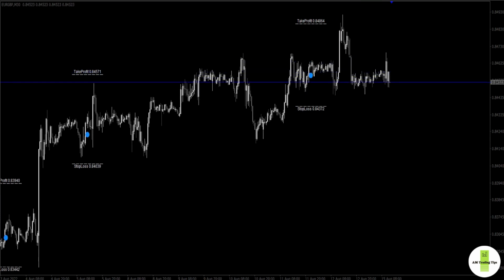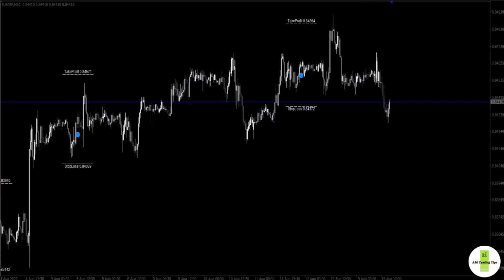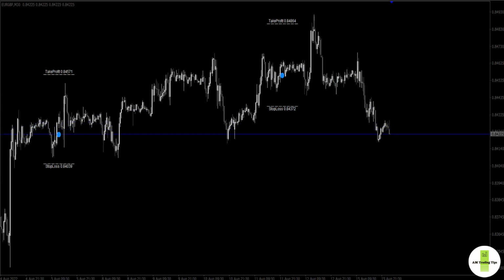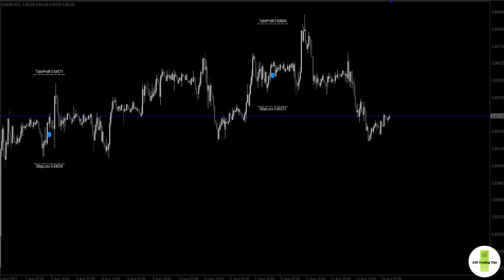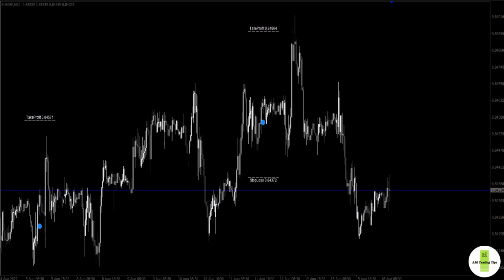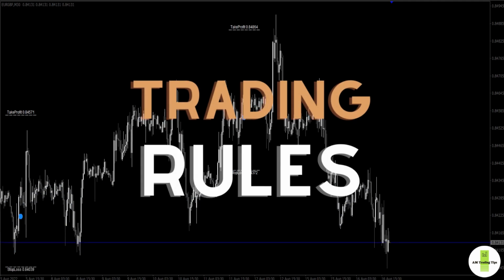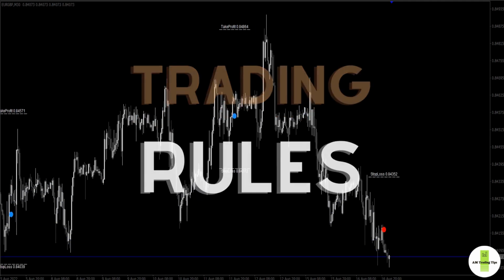In this video I am going to be sharing complete Forex trading MT4 indicators. This Forex trading indicator analyzes the price chart and provides clear trade entry levels along with suggested stop loss and take profit. So let's start to look at the trading rules of this indicator.